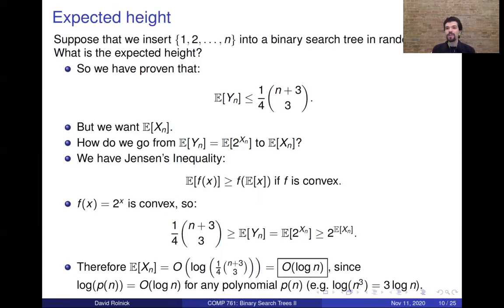And that shows that, in fact, if you insert randomly into a binary search tree, the expected height that you get is, up to a constant, the minimum height, which is just log n. So you're very likely, if you have a randomly inserted binary search tree, to have it be log n height. Questions?